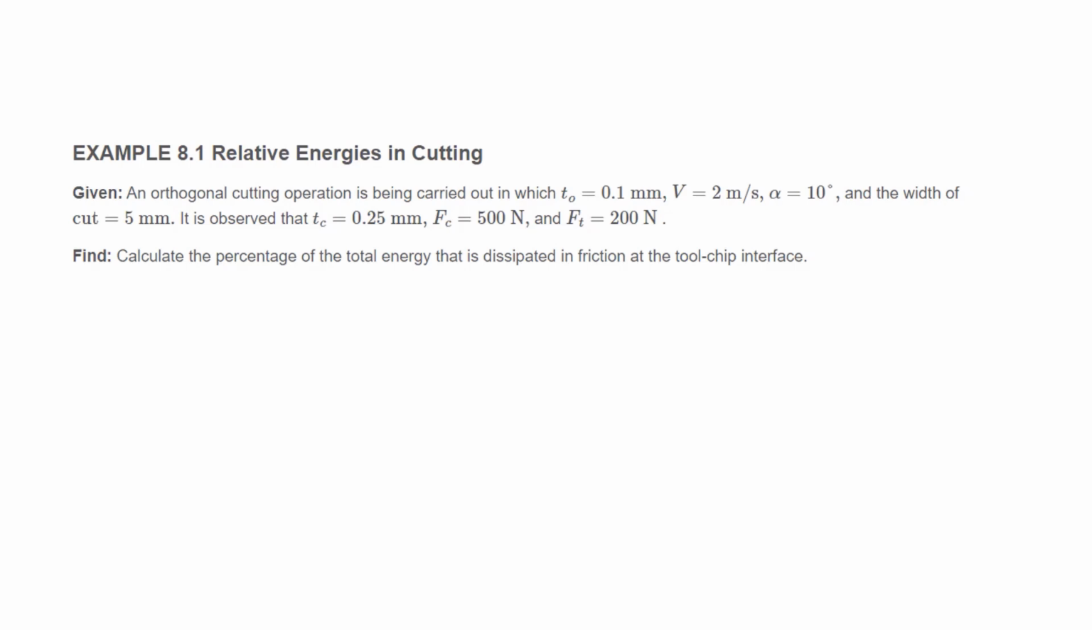The friction slows the speed of the chip. As a result, the thickness of the chip is bigger than the uncut chip thickness. If the cutting force equals 500 Newton and thrust force equals 200 Newton. Now, what is asked? We need to calculate the total energy that is dissipated in friction, right? Friction energy at the tool-chip interface.